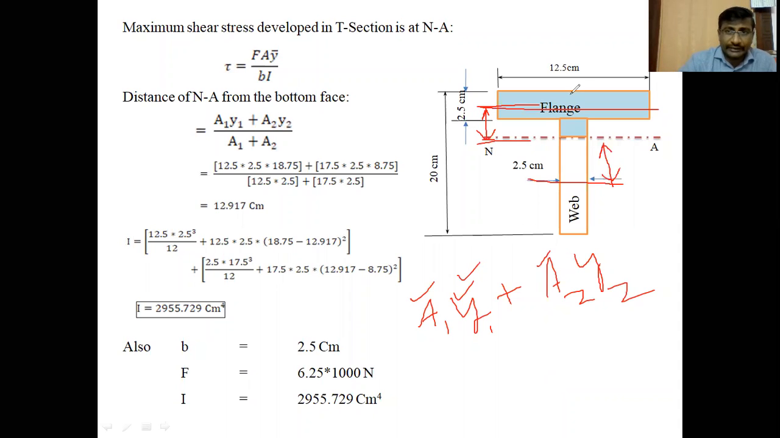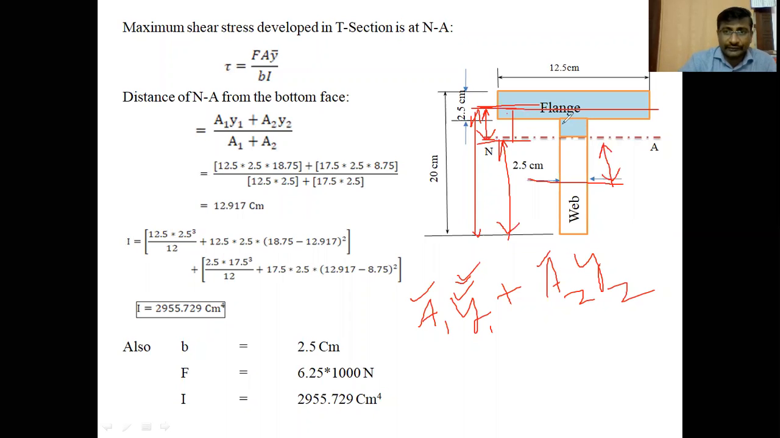So A1 is 12.5 centimeters into 2.5. Y1 means the distance of center of gravity of flange from the bottom face. That is 18.75. 18.75 minus 12.917, where 12.917 is the neutral axis position from the bottom face. Then we can get the distance between these two axes. So that is the Y1: 18.75 minus 12.917. Plus A2 is the web area.